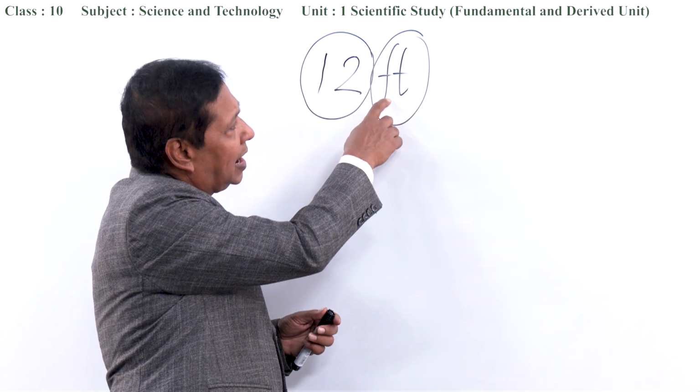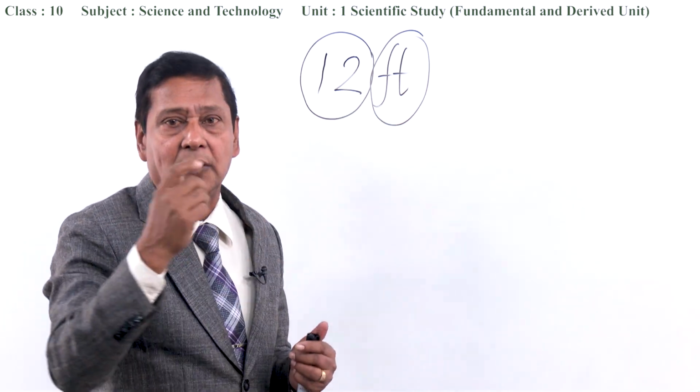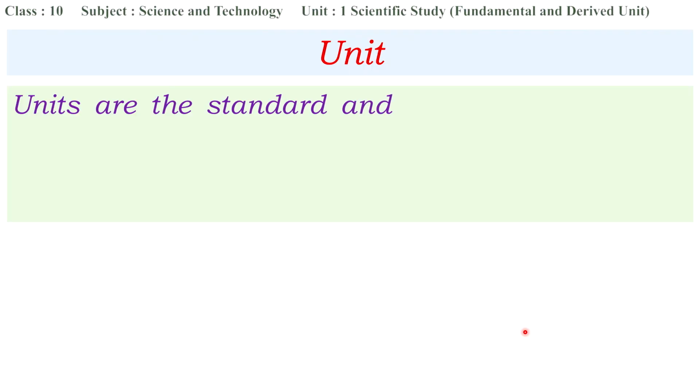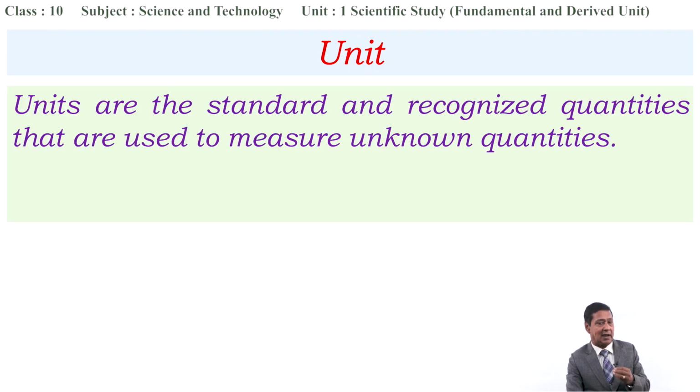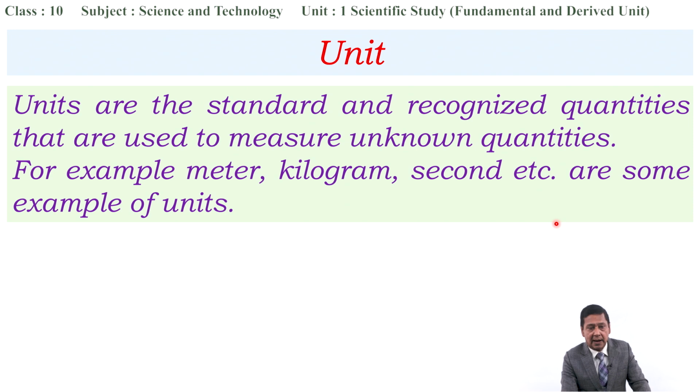That's why now we have to go through unit. What is unit exactly? Now let's talk about the unit. We can say this way: units are the standard and recognized quantities that are used to measure unknown quantities. Recognized and standard quantity previously fixed, which are used to measure unknown quantities, is called unit. Just for example, meter, kilogram. 1 kilogram is fixed throughout the world.